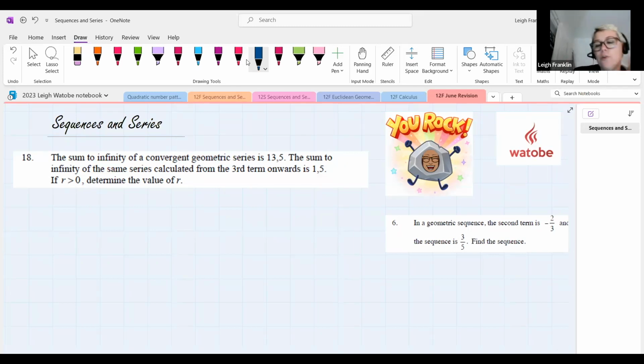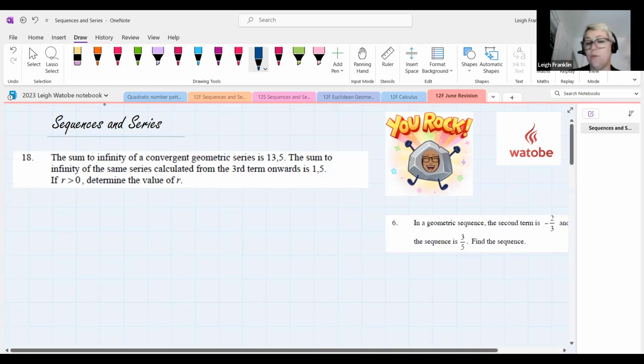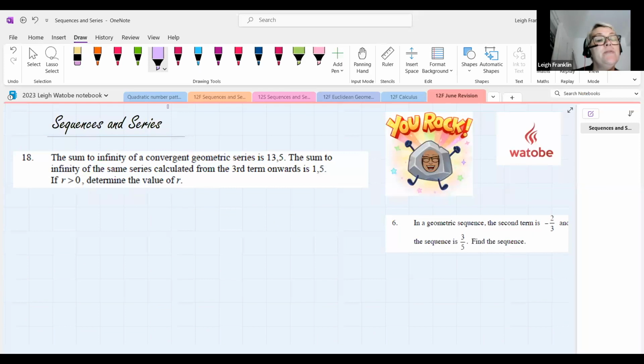So what we've got to do when we're problem solving is we've got to find a place to start, right? So we've got to somehow link the information that we are given to a formula, and we've got to substitute, right? So what would we do with the sum to infinity of a convergent geometric series is 13,5? What would we do with that? How could I write that in a way that was useful in a formula? Any ideas?